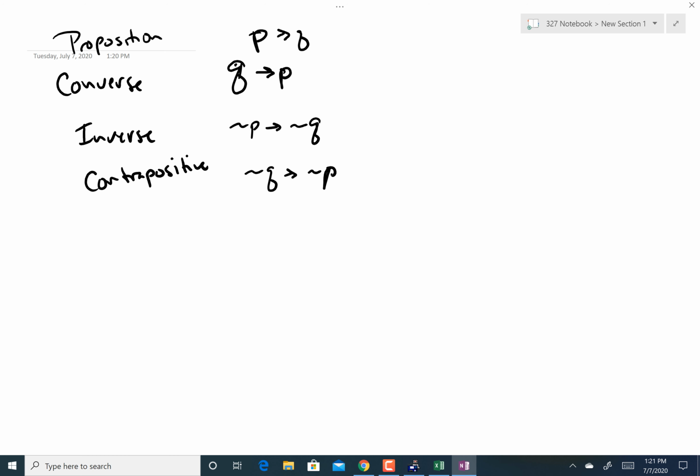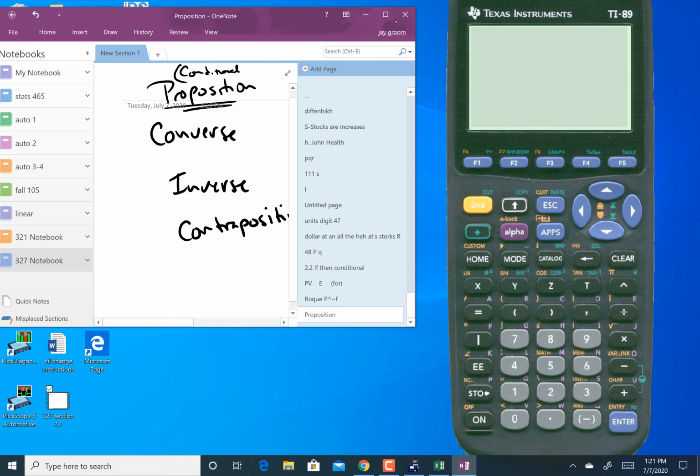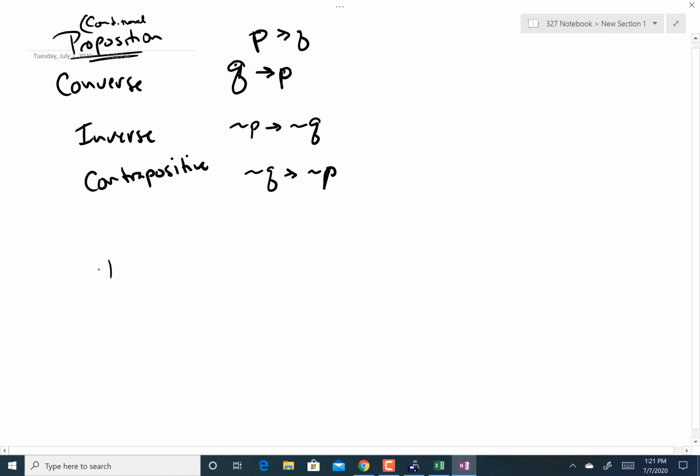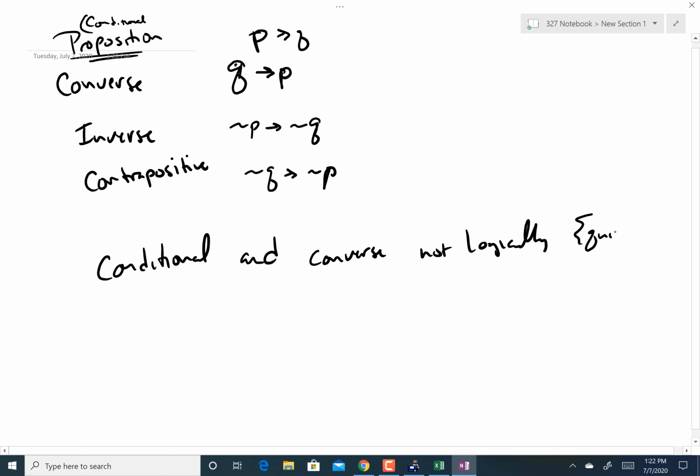Conditional statement. So this proposition, or the conditional, and the converse are not logically equivalent. And what do I mean by that? Well, if you made a truth table for this and this, they would not match up. The same thing is true for the inverse.